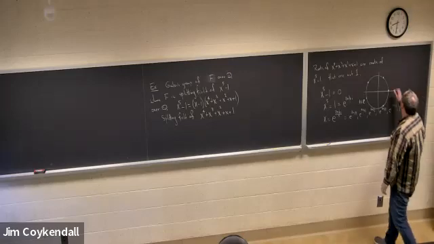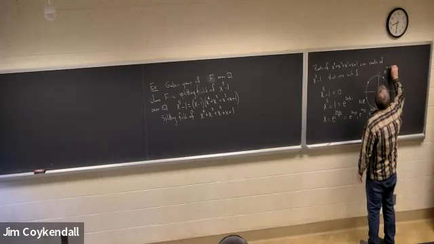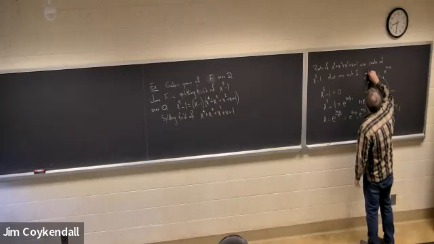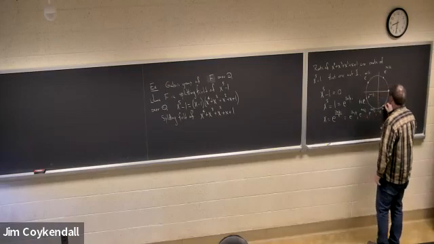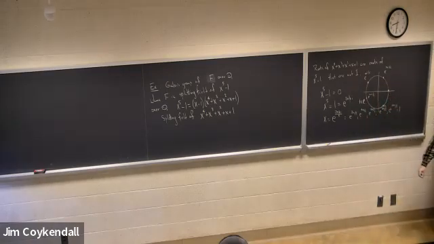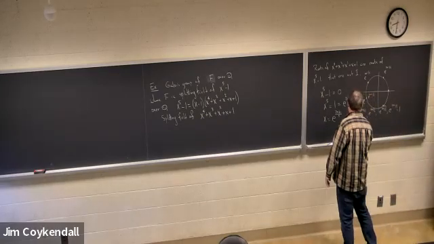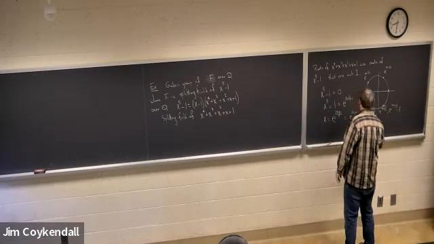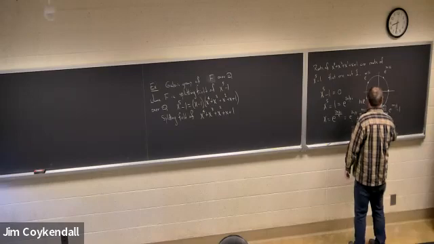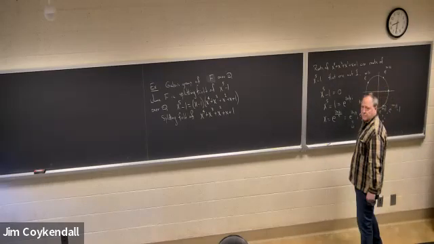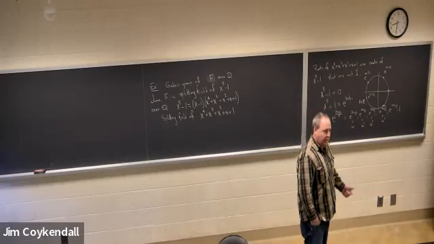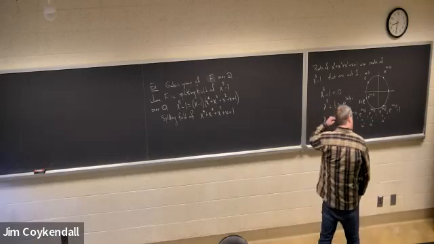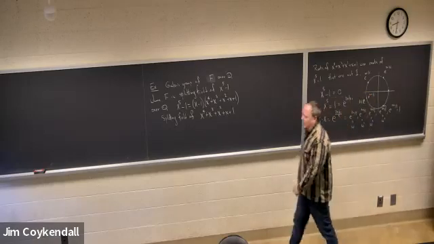These roots show up. This is e to the 2 pi i over 5, e to the 4 pi i over 5, and 8 pi i over 5. Right. Now, because I'm a lazy man, I'm going to call this omega. Everybody okay so far?